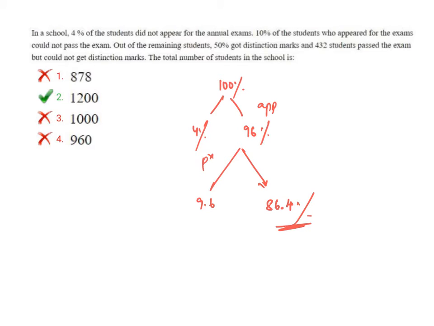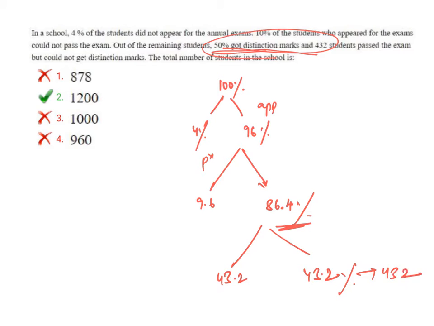Now he is saying out of the remaining students, 50% got distinction, and 432 students passed the exam but could not get the distinction. So distinction is half, that is 43.2, and the other half did not get it. So this 43.2% is nothing but 432. Therefore 100% would be 1000 members. But he said it is 1200.